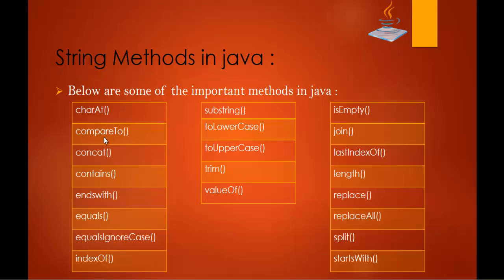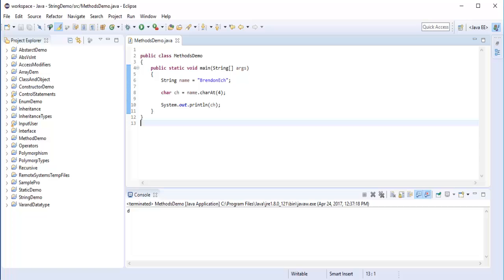So let me go back to the presentation. The next method we have here is the compareTo method. Let me jump back to Eclipse and show you what compareTo does. The compareTo method compares the given string with the current string. It returns a positive number, a negative number, or 0.